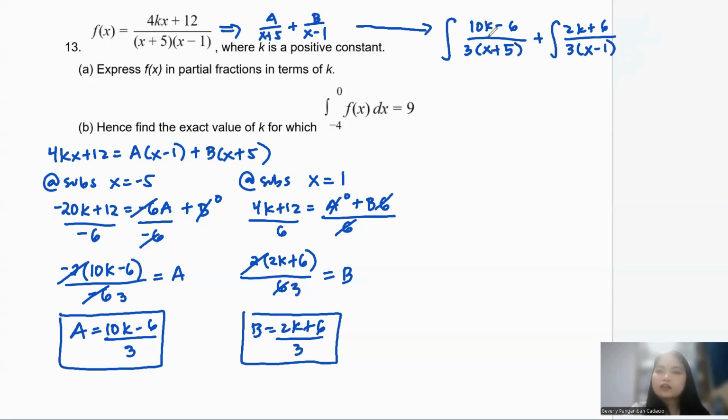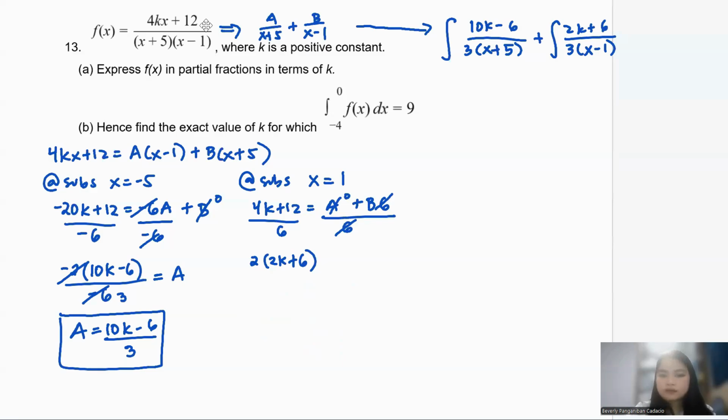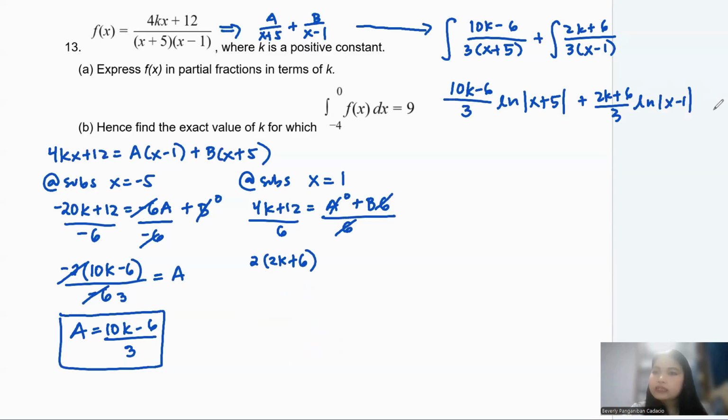Integrate. Okay, you just consider this one, the numerator, as a constant. So it will become 10k minus 6 over 3. That's the whole constant. I just want you to put it out. Then it will be ln x plus 5. The other one will be the same thing, 2k plus 6 over 3 ln x minus 1. And that is equal to, not yet. You need to substitute it by your lower limit 0, -4.